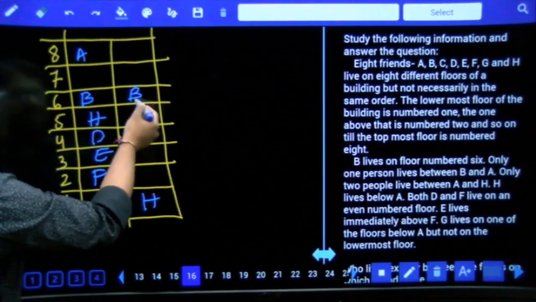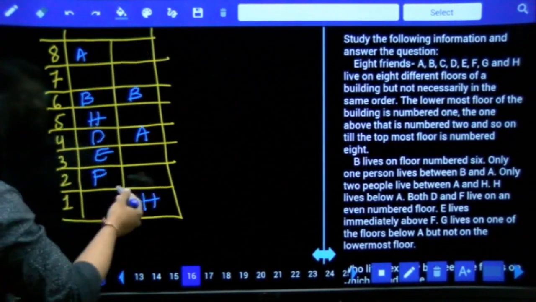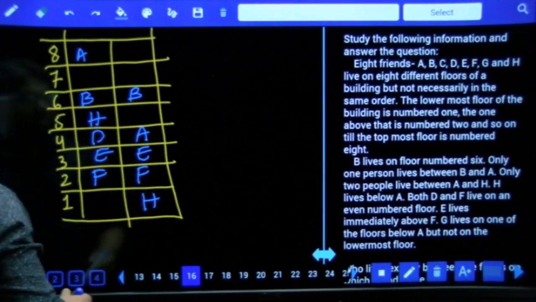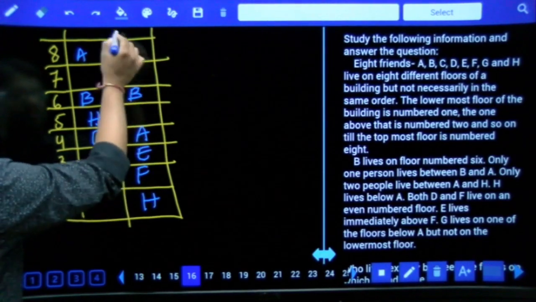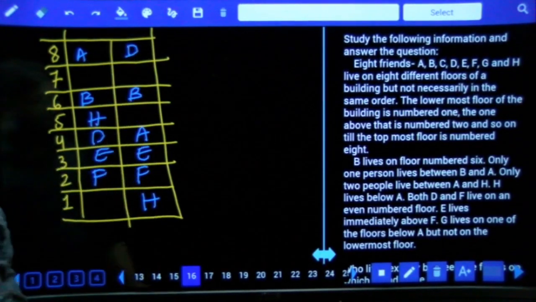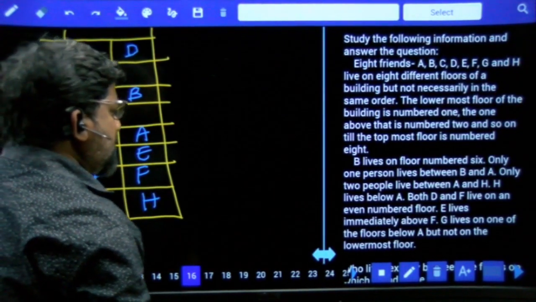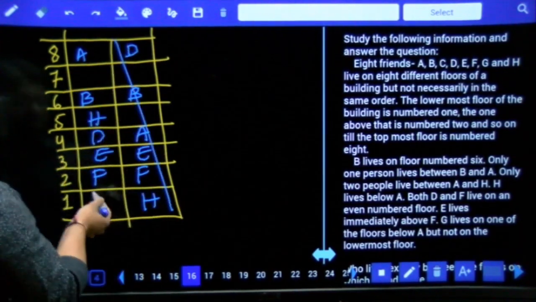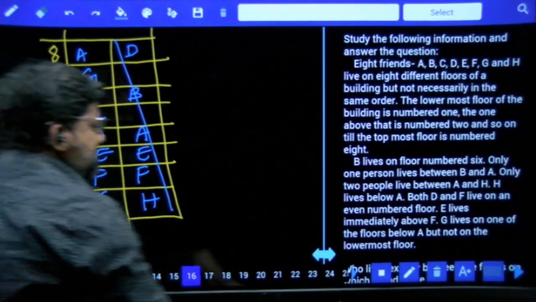Next, F. You can't take 8, because immediately above F is E. So there's only one possibility, E. And then D should also be on one floor. 2 is occupied, 4 is occupied by A, 6 is occupied by B. So 8 is D. This is what you do. Next, G lives on one of the floors below A but not on the lowermost floor. G lives below A, but not on the lowermost floor. This is 7, done. A, B, C, missing is C.